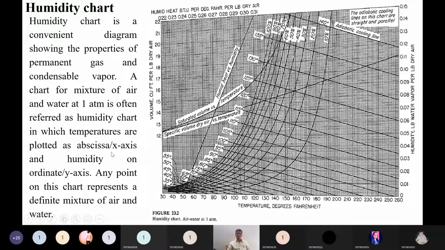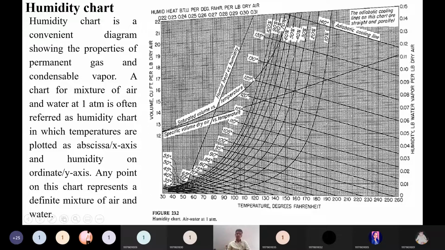Any point on this chart will represent a definite mixture of air and water. So for the air and water system, this is the humidity chart. For any type of liquid and gas system, we can draw this diagram. But usually in humidification charts and weather reporting stations, this is the chart for the air and water system, in which temperature is on the abscissa, the x-axis, and humidity is reported on the y-axis, the ordinate.